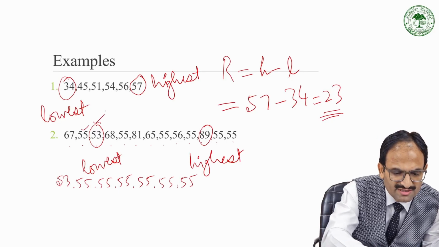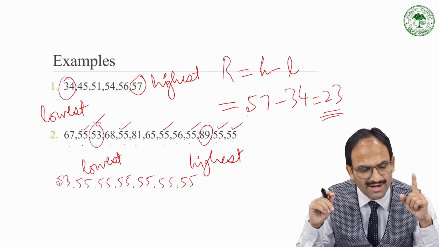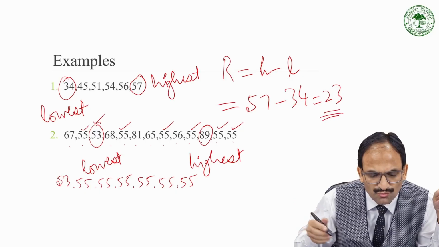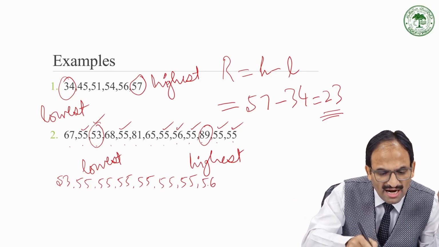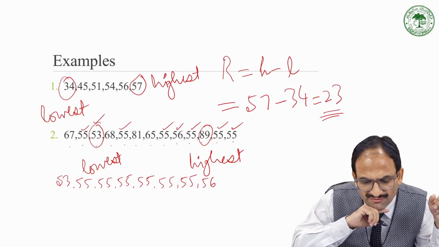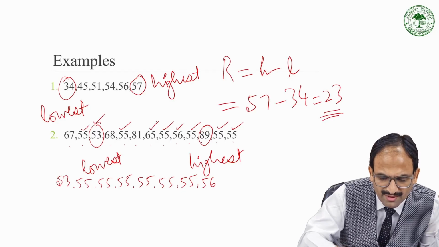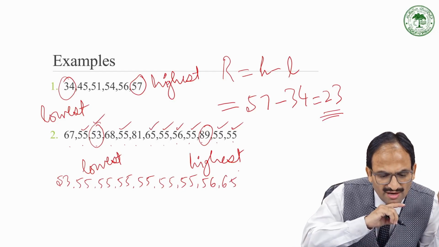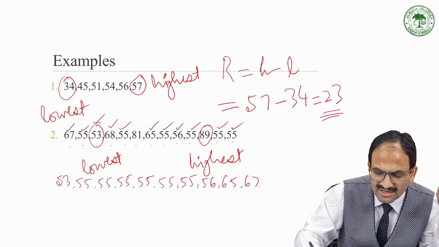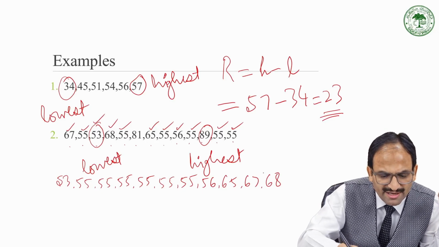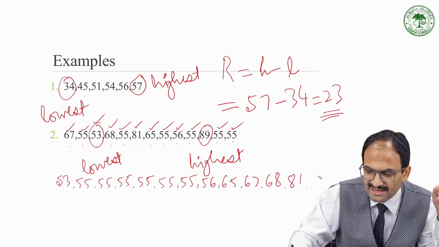So these numbers are covered. Now after 55, see which is the next score. It is 56. After 56, if you go through, you will find it is 65. So write 65. Then after 65, it is 67. So you write 67. After 67, it is 68. So you write 68. And then it is 81. So you write 81 and finally 89.